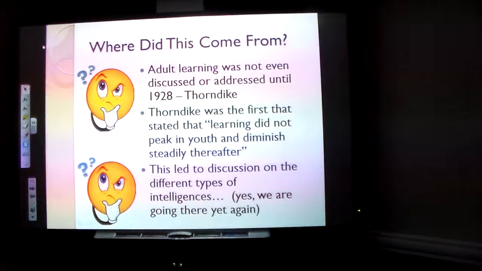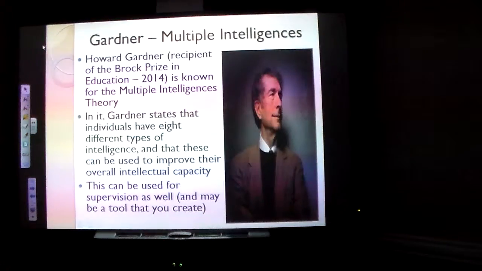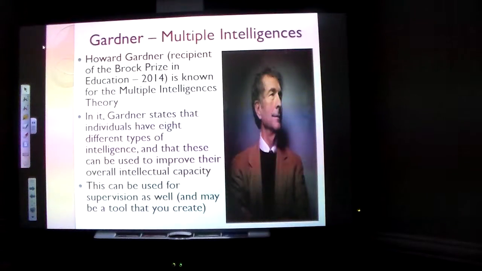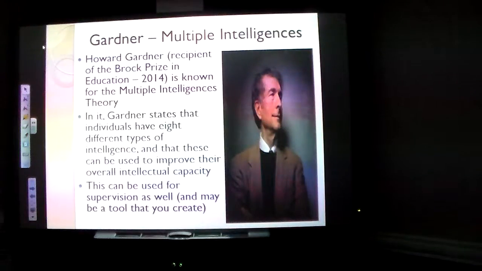So, adult learning, different from children learning, didn't even get discussed until the late 1920s. It was basically from the work of Thorndike saying that learning didn't peak in youth and diminish steadily thereafter, meaning that we could teach adults and they could learn something. And then this led to discussion on different types of intelligence, which, as you all know, comes from the work of our glorious friend Howard Gardner.